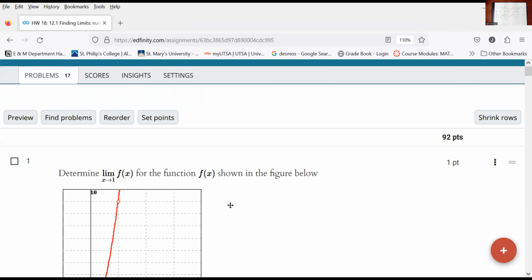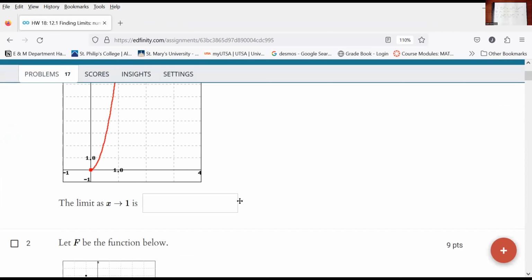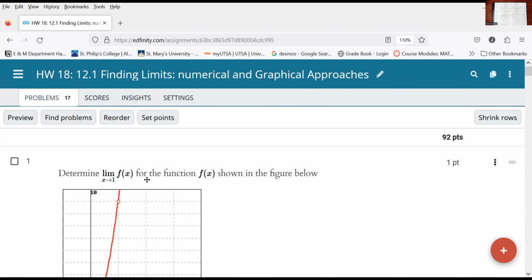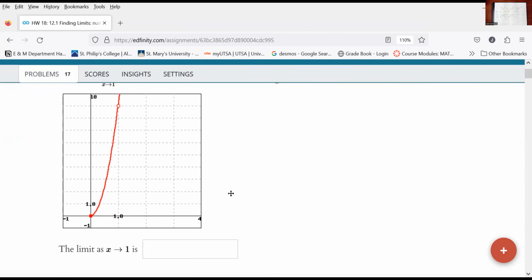So look at question 1 from your homework, H12.1. They're asking to determine, so this is f, the red line or curve, as x is approaching 1. Notice they don't have any symbols, so they're asking both directions. Determine the limit for the function f. The limit as x approaches 1 is going to be what? They have to be the same in order for it to exist. So if it's not the same, you would put DNE or does not exist or undefined.